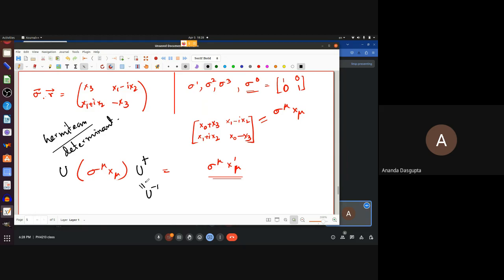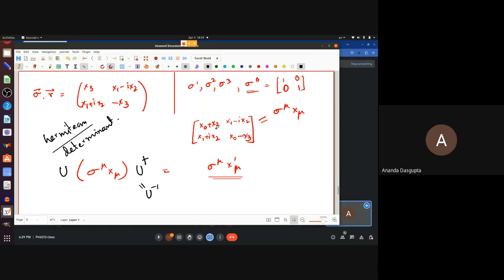What else does a similarity transformation preserve? Trace. And what's the trace of this matrix? Zero. Now, why is it bad that we preserve this? That must change, or rather, that doesn't have to change.